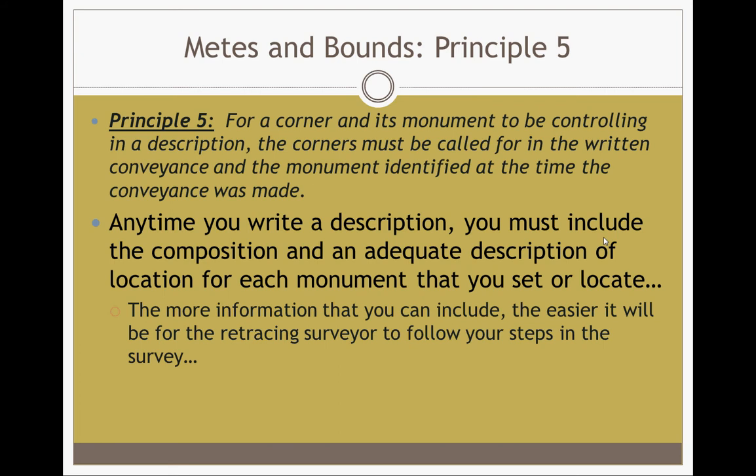For it to be controlling, it must be called for in the written conveyance, which means anytime I write a description, I must include the composition and an adequate description of the location of each monument that we set or that we locate. For instance, I recently did a survey where there was an iron spike in the middle of the road. Now, by parol evidence, they knew it was there, but the road had been repaved. And so what we had to do is go out and actually dig up the location under the asphalt of that iron stake. And then once we got the evidence of the iron stake, we shot the iron stake in and used it as controlling in the survey. We then included it in the description and on the plat.